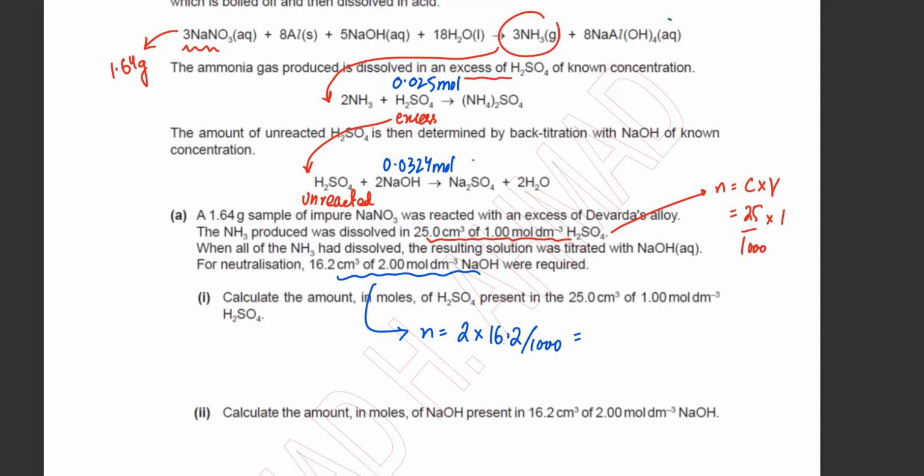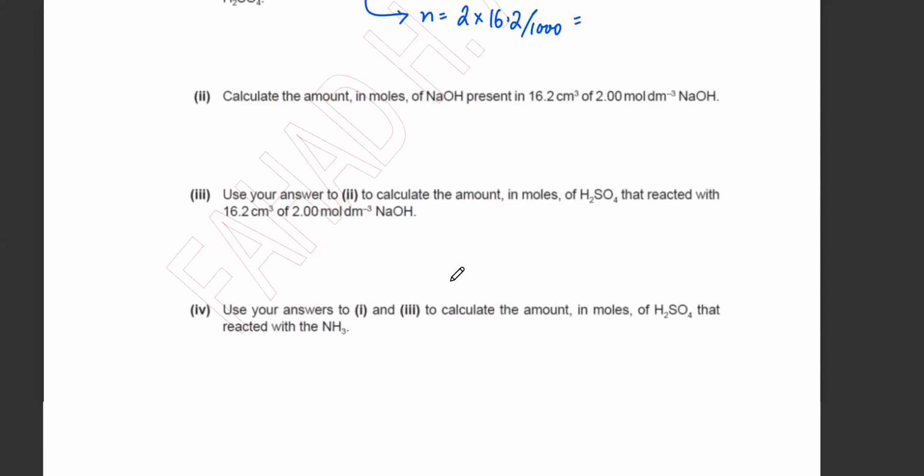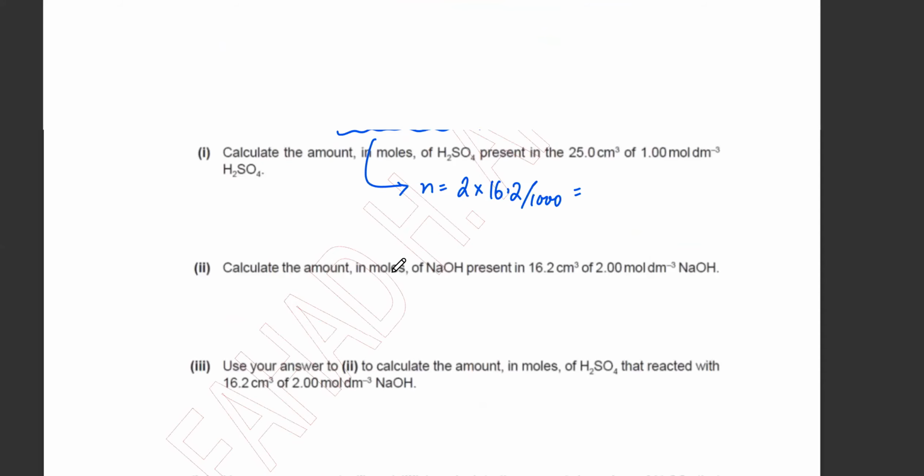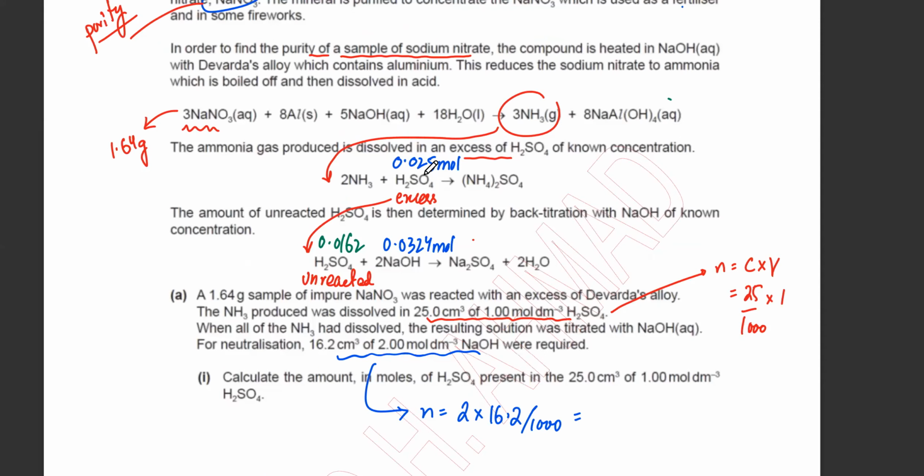0.0162. So we get 0.0162 moles. Now in the next part, he's asking: use your answer to calculate the amount in moles of H2SO4 that reacted with NH3. So he's asking, what is the amount of H2SO4 that actually reacted with NH3?